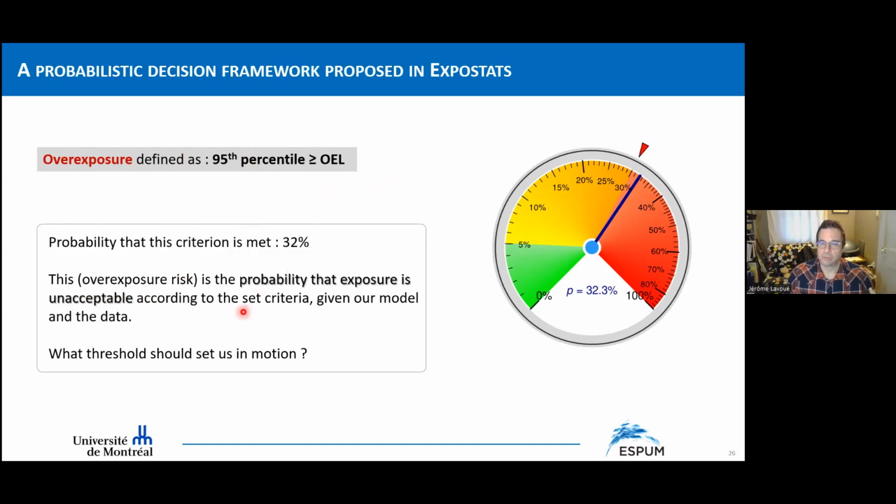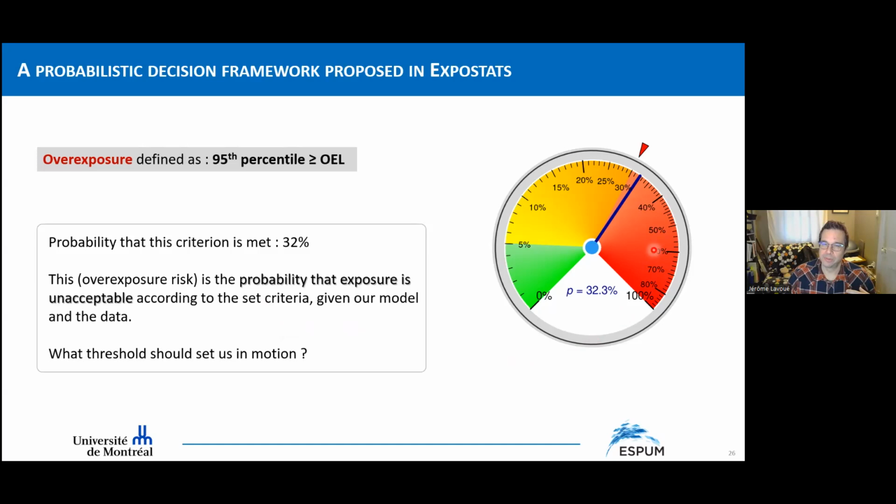So now, we discussed yesterday. But now we need to transform this number into a decision. So do we act? Is 32 too high? What is too high? What is low enough? What is acceptable? What is not? So we can apply exactly the same framework as we discussed yesterday.